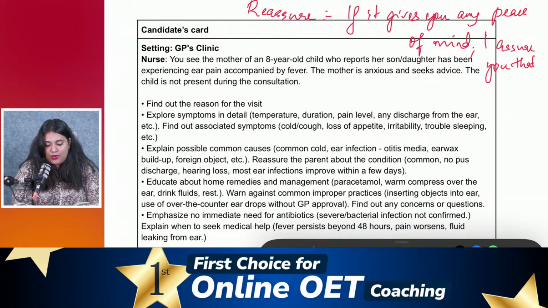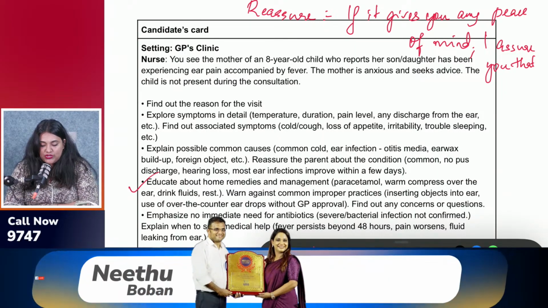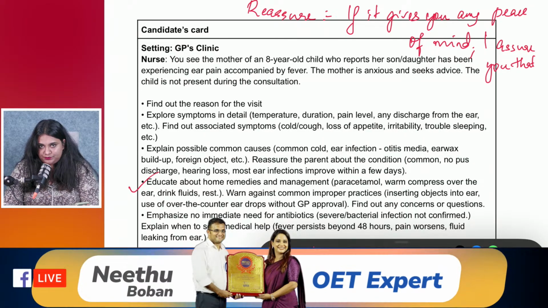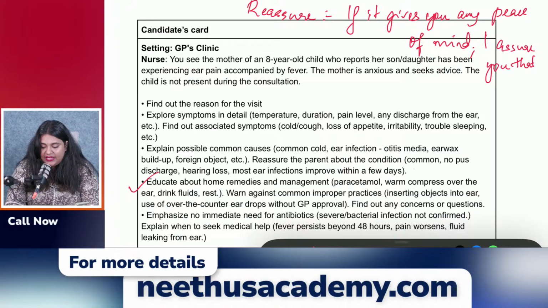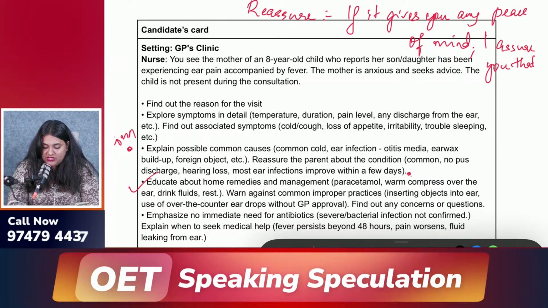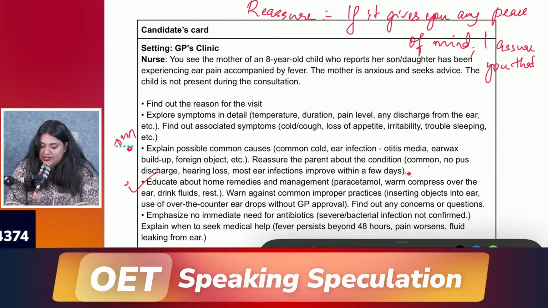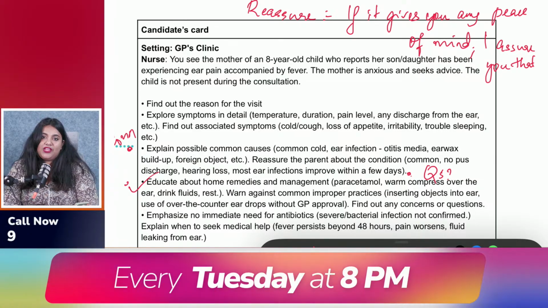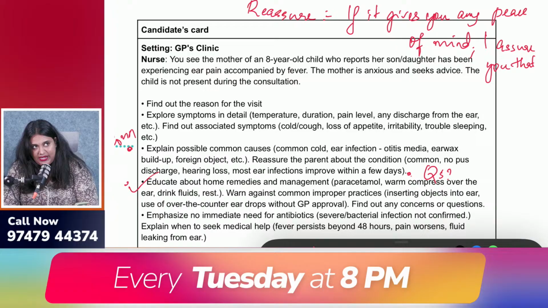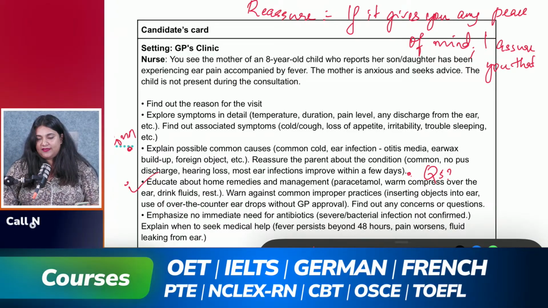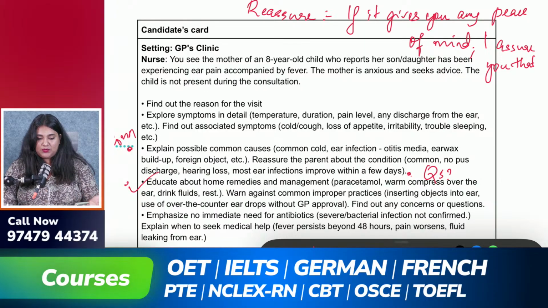Okay, so now let's look at task number 4, which is educate about home remedies and management. Since we used a transition connector before this, in the transition from this point to this point, let's ask a question. That question can be: do you have any questions to ask me? Is there anything you would like to talk to me about? Do you want me to clarify anything else to you? Would you have to ask me anything else?